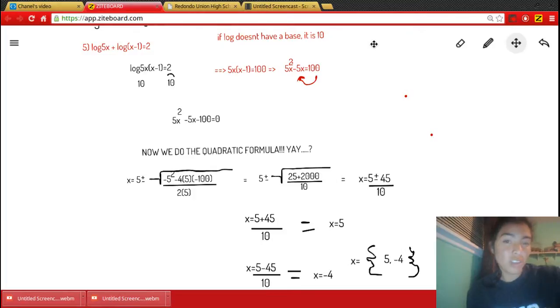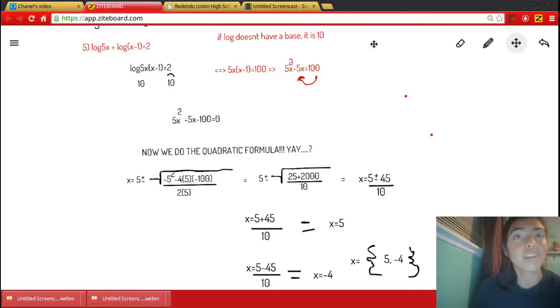Now, as you can notice, there is no log base. Well, if you don't see a log base, that means the log base is understood, which means it must be 10. So log with no base equals base 10. Remember that, okay? So log base 10 of 5x parentheses x minus 1 equals 2.